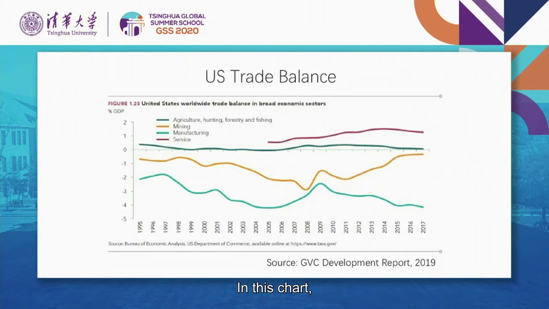Okay, in this chart, we can see trade balances of the U.S. economy. And we divide trade into four different areas. One is trade in agriculture, hunting, forestry, and fishing. The other is trade in mining goods. The third type is the trade in manufacturing goods. Then the fourth type is trade in services.